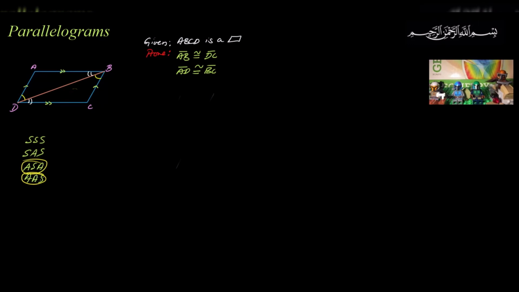Now we have to get one side. Which side are we going to be able to get? Well, we can't use AB and DC because that's what we're trying to prove, and we can't use AD and BC because that's what we're trying to prove. But then you see that DB is common to both triangles, right? That's the shared side. Wow, now we have angle, side, angle.